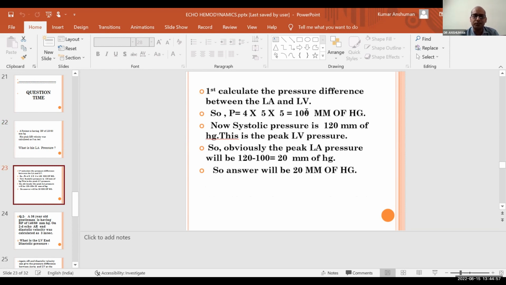Now the pressure difference is 100, and you have a systolic pressure of 120 millimeter Hg. So this is the peak pressure of the LV. You have the pressure difference between the LA and LV of 100. So peak LA pressure will be simple: 120 minus 100, 20 millimeter Hg. Your answer will be 20 millimeter Hg. So this is the basic application of the Bernoulli equation. With the help of the echo machine, you just go and say, boss, the LA pressure will be 20 millimeter Hg.